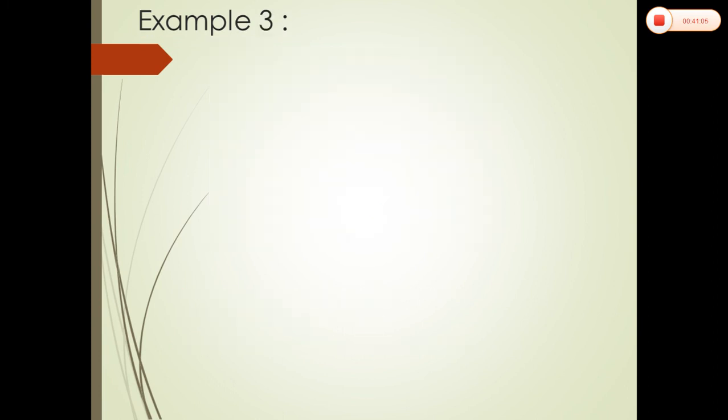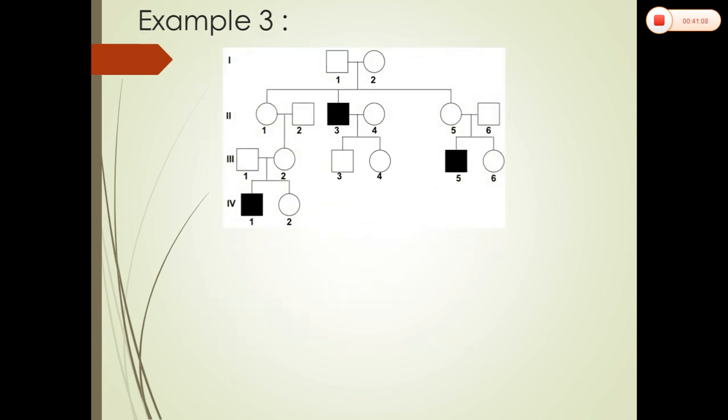Third example. Here they have given 4 generation data. In the first generation, normal father, normal mother. They have 3 kids. First, third and fifth, these are the progenies of these parents. So first daughter is normal, second son is affected, and third daughter is normal.